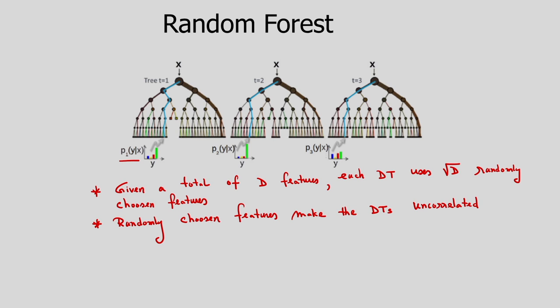If you see the structure of these decision trees, this is the root node, this is the root node, and you can see these are the leaf nodes and these are the internal nodes, and these are the leaf nodes. So, the structure of these decision trees is quite different. And this is the fundamental concept of the random forest.